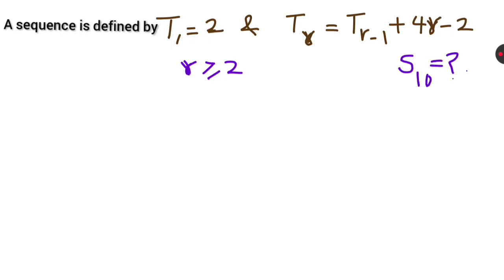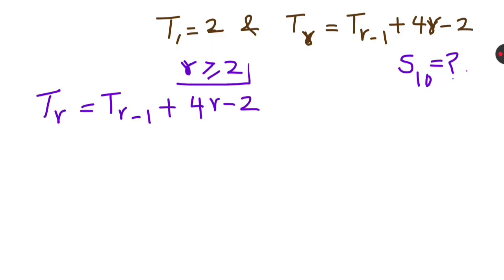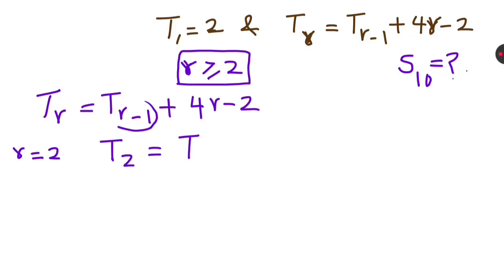Let's see the solution. First observe what is given. They have given a recurrence relation, which is tr equal to t(r minus 1) plus 4r minus 2. First expand the first few terms and observe how the pattern goes. Here r is greater than or equal to 2, so we have to take r starting from 2. So let's take r as 2. Then t2 is equal to t(r minus 1), that is 2 minus 1, which is t1, plus 4 times 2 minus 2.